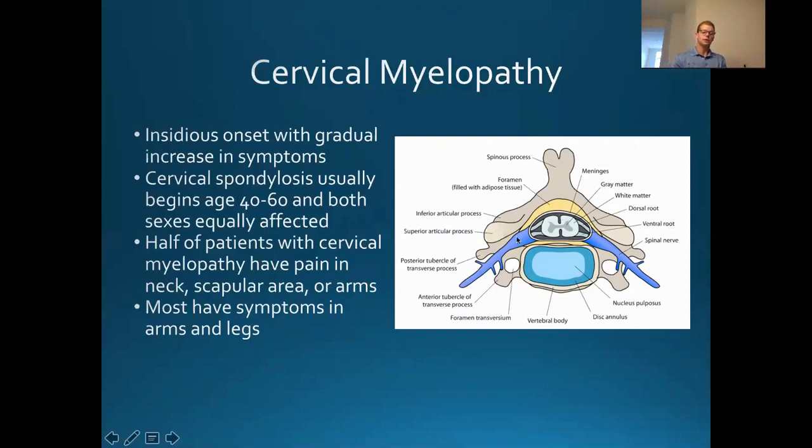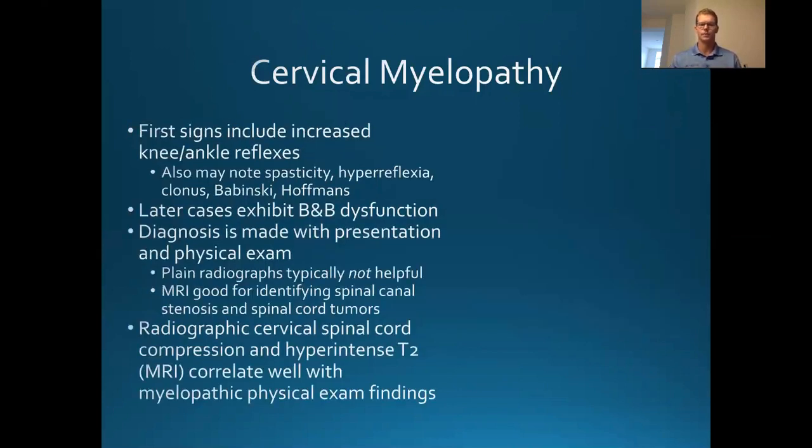So what you're going to see often is an insidious onset with a gradual increase in symptoms. Cervical spondylosis usually begins somewhere between 40 and 60, and both sexes are going to be affected equally. So this isn't really a gender-specific issue. Half of those people with cervical myelopathy, so with a central cord compression, are going to have pain in the neck, scapula area, and arms. And then most are going to have both arm and leg symptoms.